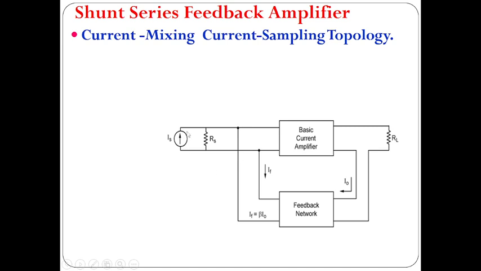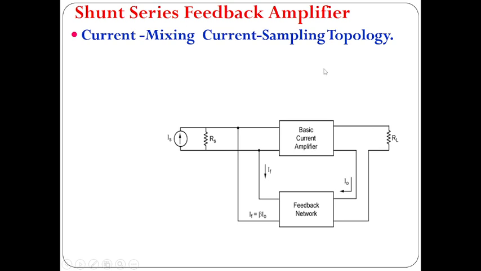Now, what type of mixing do we do here? We do a current mixing because we always mix like signals, always common signals. You cannot mix a voltage signal with a current signal. You always mix a common signal. So here the signal is nothing but my current signal. Source signal is your current and your feedback signal is also current. So it is named as current mixing, current sampling topology.